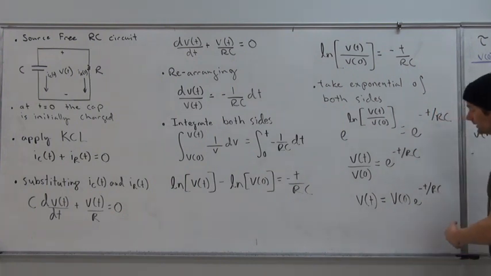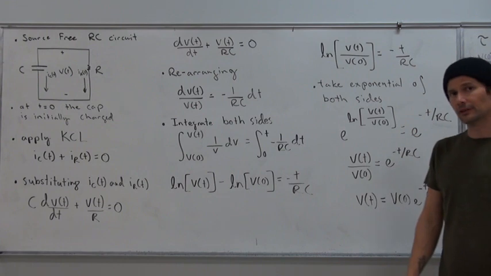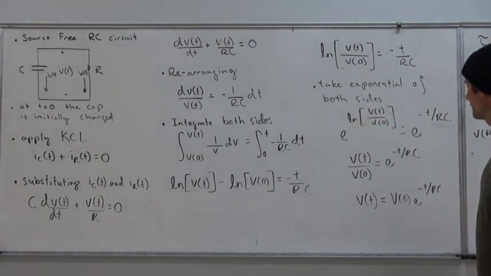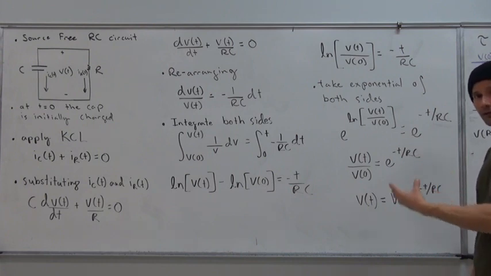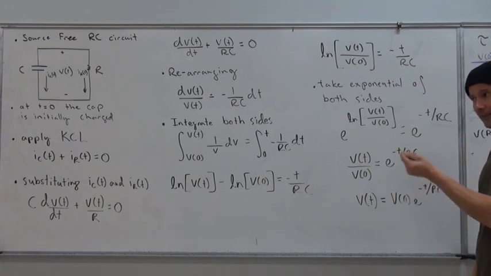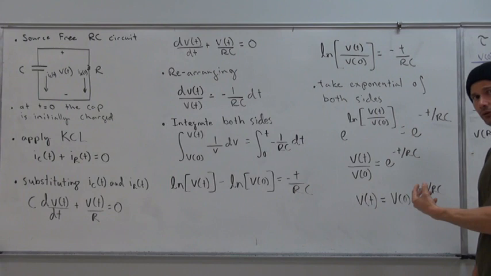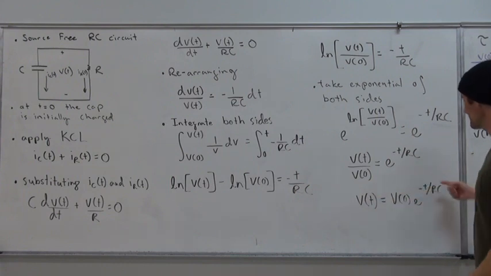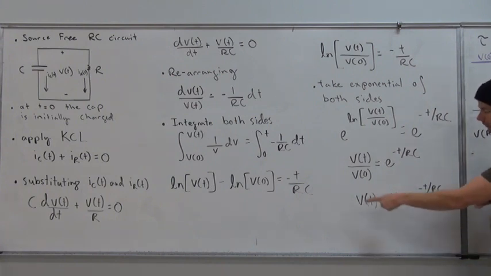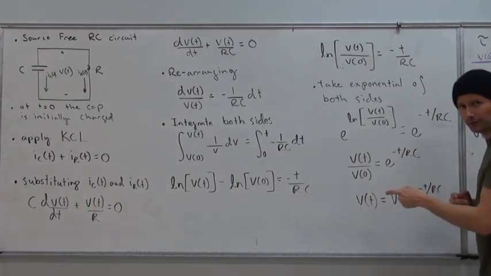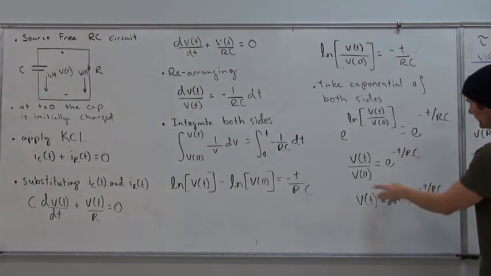Guys, this is the solution to a first order differential equation here. In this case, especially if it's source free and does not have a final condition in the instance that that voltage actually dies out. And what we see here is that we have an exponential form. And guys, this exponential form accurately models what's actually going on within that system.